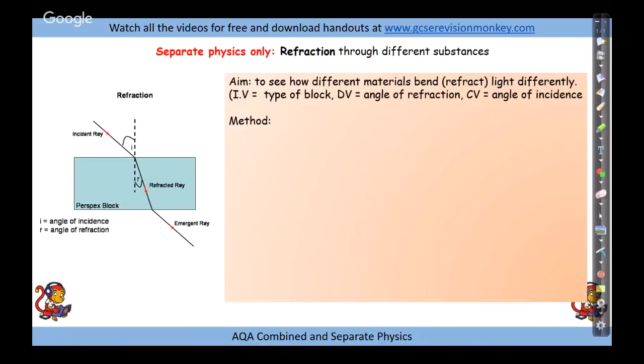Now the IV, the independent variable in this, would be the type of the block. Dependent variable would be the angle of refraction, and a control variable could be the angle of incidence. And we're going to have to be changing the type of block and shining light in it the same way each time. So you can see here we've got a normal drawn at the surface. A normal is an imaginary line that we draw there, and we draw it simply so we can record our angles of incidence and angles of refraction there.